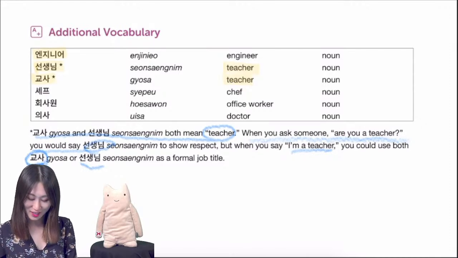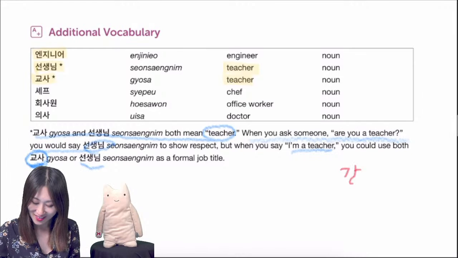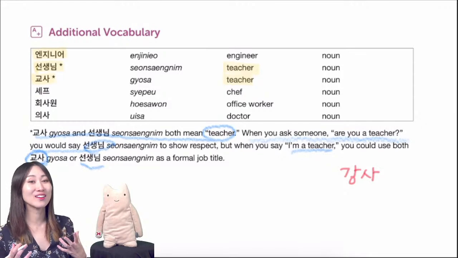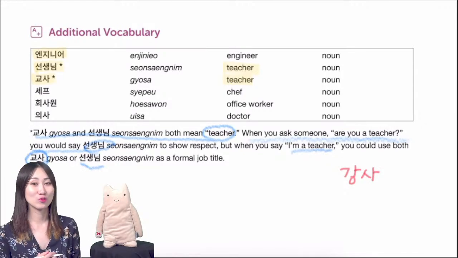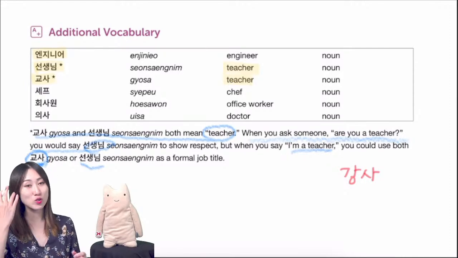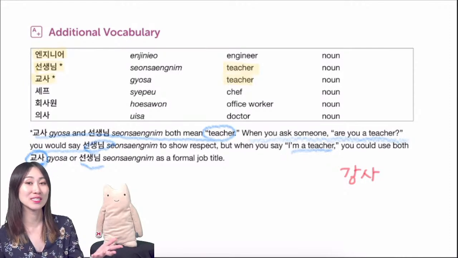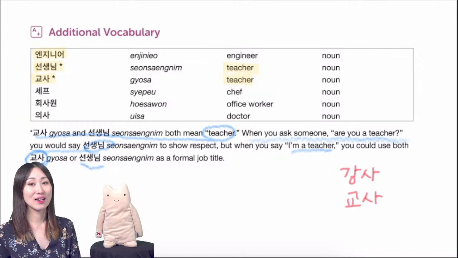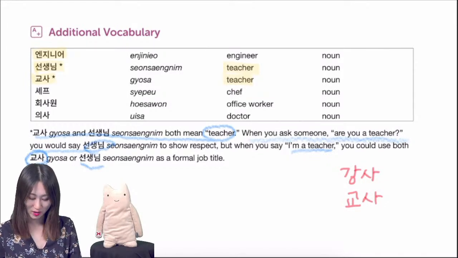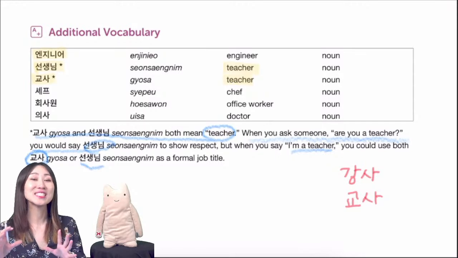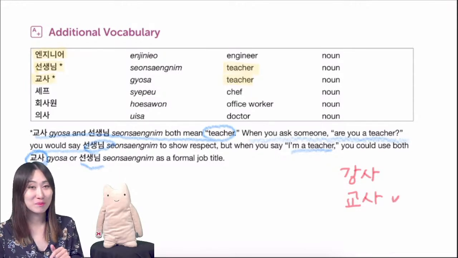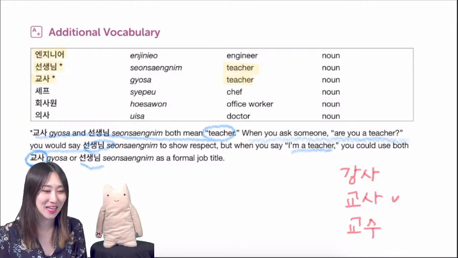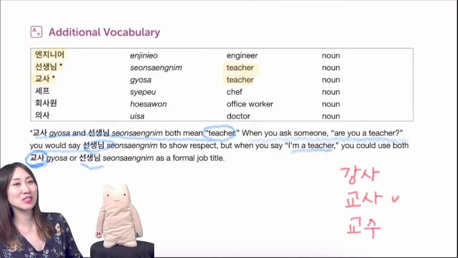Lecturer in Korean is 강사. Stoa and I are 강사. We are lecturers. We give lectures in some school, organization, or university too. University lecturer is 강사. Professor is 교수. 강사 is lecturer. 교사 is a teacher at an elementary, middle, or high school. Oops, 교수 is professor. I say 교사 too many times, so I naturally said this. Okay, 교수 is a professor.